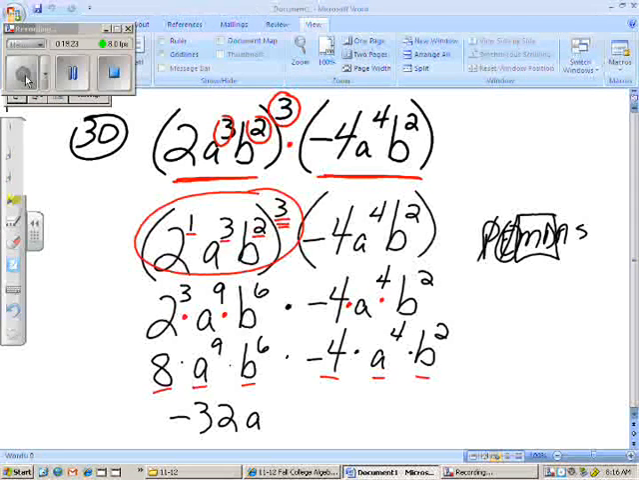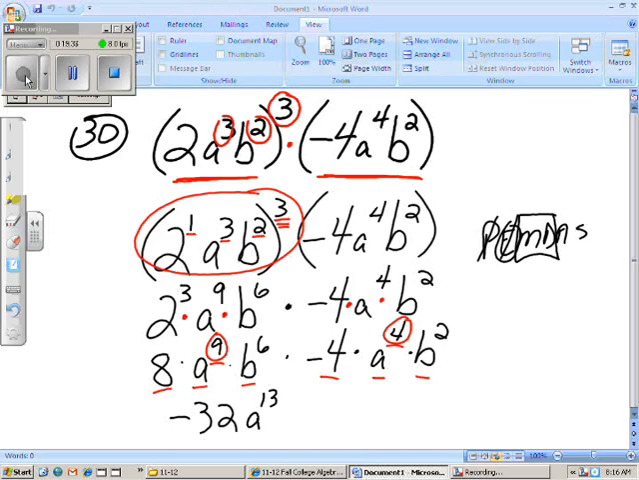So we have a to the 9th times a to the 4th. And if you're multiplying a's, you just add the exponents. So now we have a to the 13th. That makes sense because we had 9 a's being multiplied and 4 more a's being multiplied for a total of 13 a's being multiplied. Our b's, same thing. You add the exponents. You get b to the 8th.